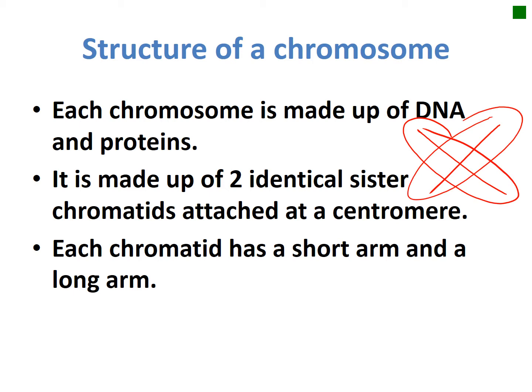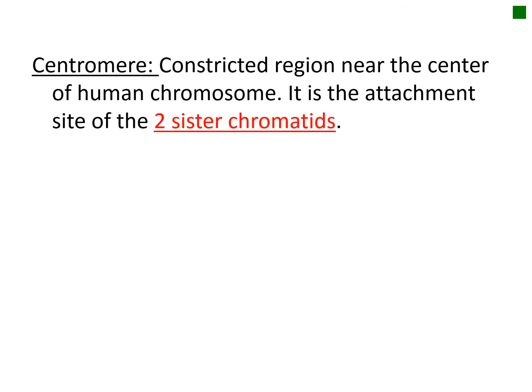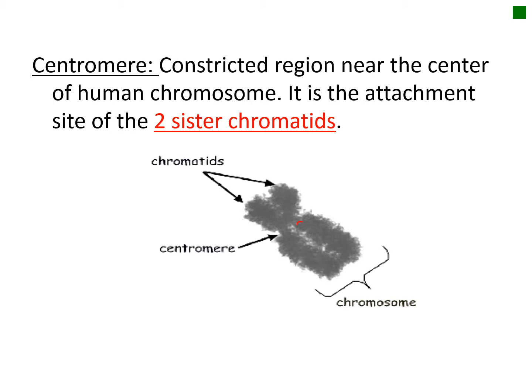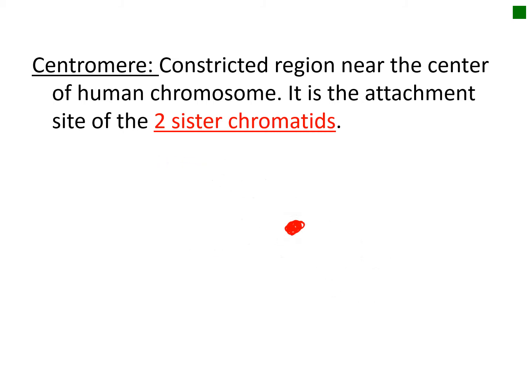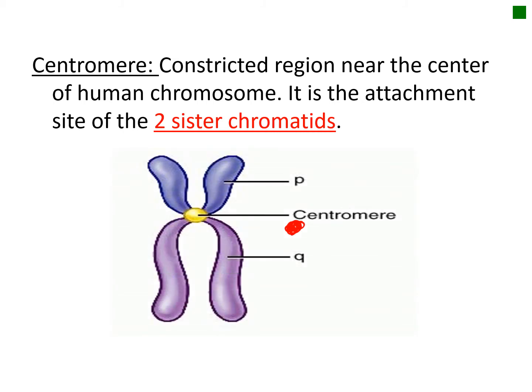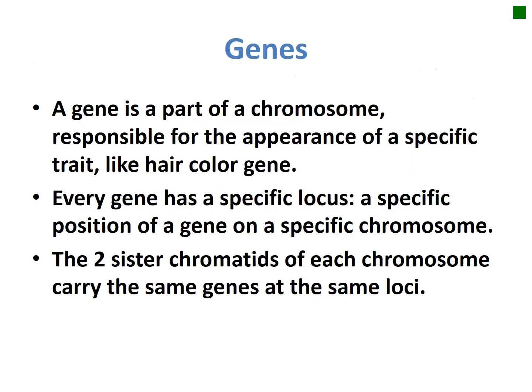They are attached at the middle at a point called the centromere. Each chromatid has a short arm and a long arm, the P arm and the Q arm. The centromere is the constricted region near the center. So this is the centromere in the middle of the two chromatids. It's the attachment site of these two chromatids. This is the P arm and this is the Q arm, short arm and long arm.